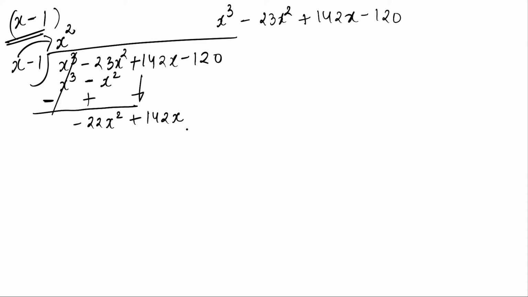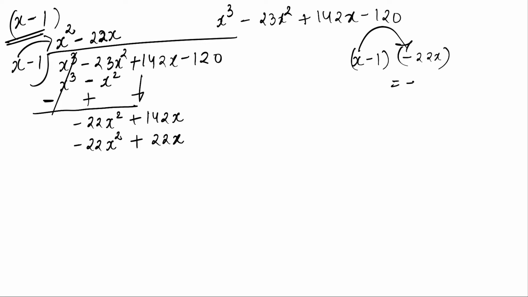Now in our new dividend, again we are going to focus on the first term, that is minus 22x square. So here I want minus 22, and with that I also want x, so that x into minus 22x will give us minus 22x square. Along with it, minus 1 into minus 22x will give us plus 22x. Here x minus 1 into minus 22x will give us x into minus 22x, minus 22x square, and minus 1 into minus 22x, plus 22x. I hope everybody is clear.